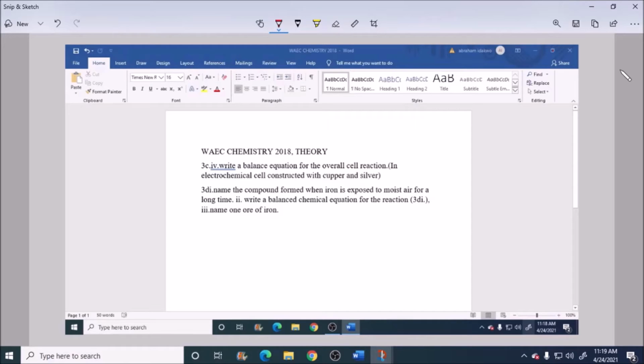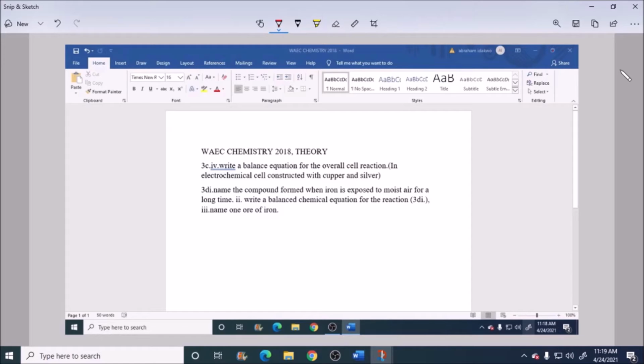Question 3C, Roman figure 4. Write a balanced equation for the overall cell reaction in an electrochemical cell constructed with copper and silver. Question 3D, Roman figure 1. Name the compound formed when iron is exposed to moist air for a long period of time.